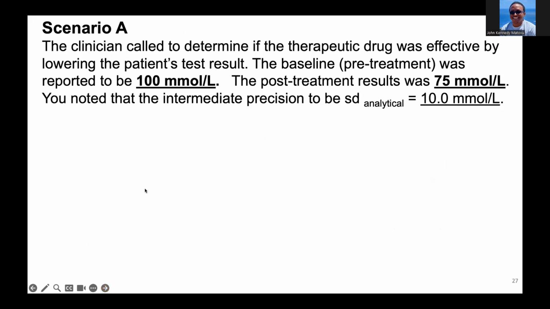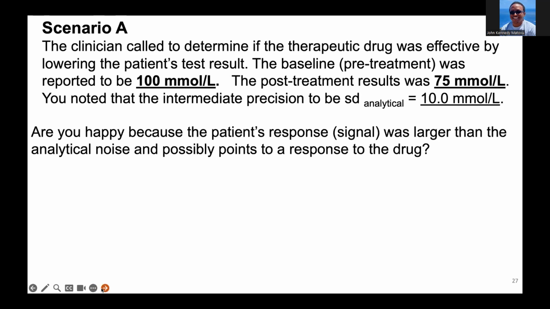So in scenario A, this was the scenario you were given. A clinician called to determine if the therapeutic drug that they gave to the patient was effective by lowering the patient's result. So we expected the therapeutic drug to lower the patient's result. The baseline, your pre-treatment measurement of that patient's test result, was 100 millimoles per liter, and the post-treatment was 75 millimoles per liter. And your SD now was 10 millimoles per liter.